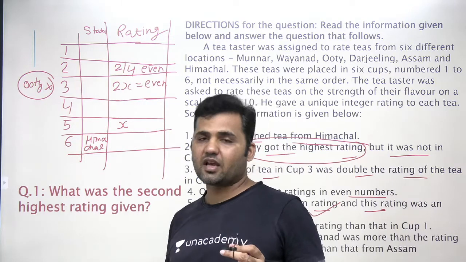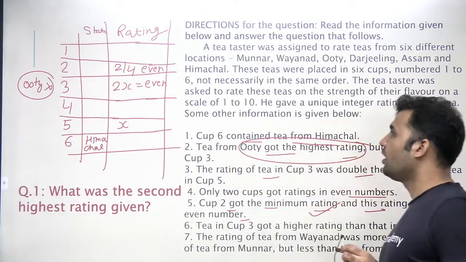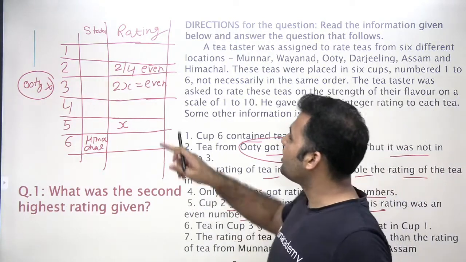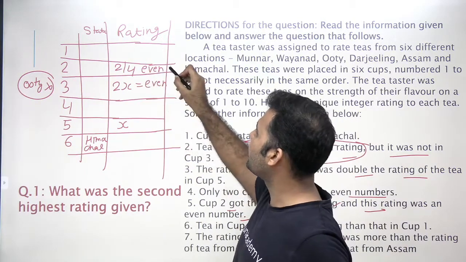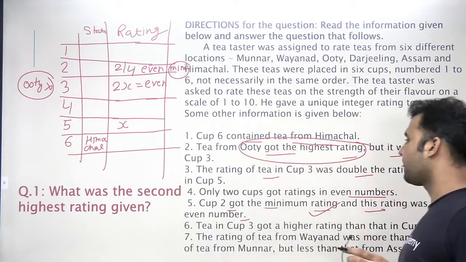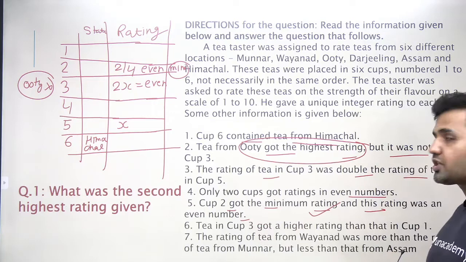Right? Cup number 2 can have a rating of 2 or it can have a rating of 4. Okay. What else is a possible case? And also you need to take care that this number is having a minimum rating. So just write down the word minimum here also, right? This is having a minimum possible rating. Only 2 cup got the rating. Okay, we have used this information. We have used the information number 5 also.